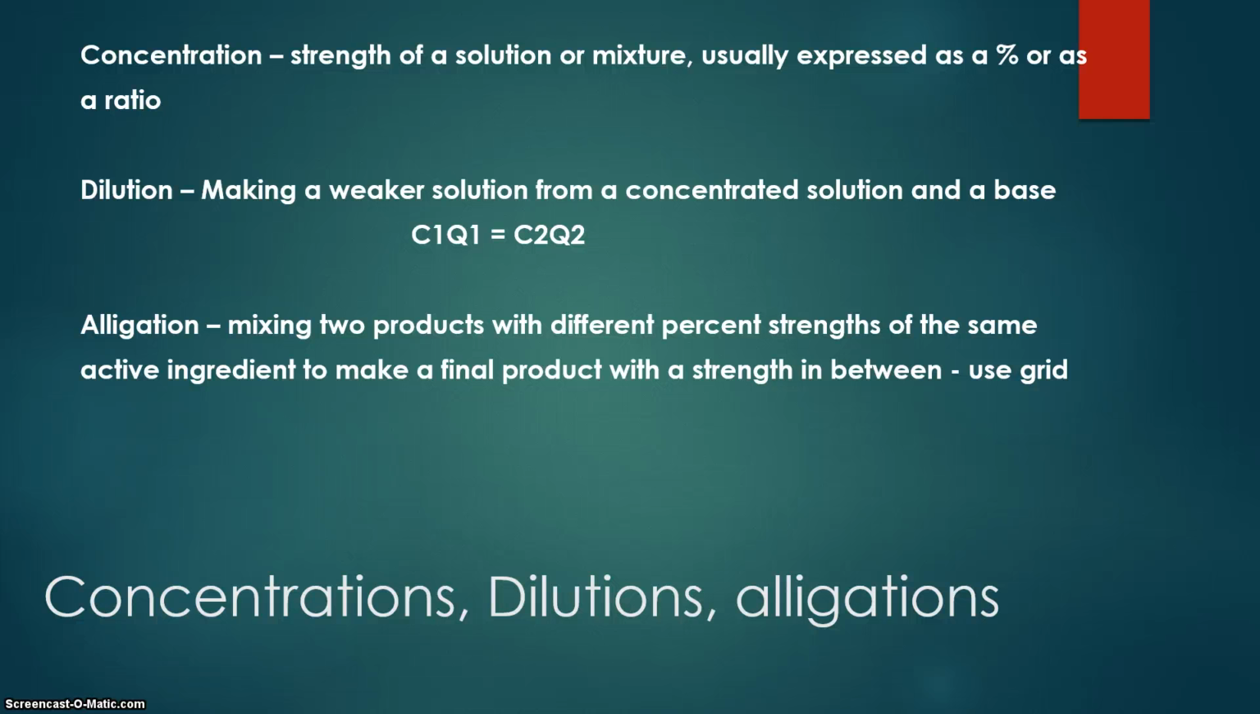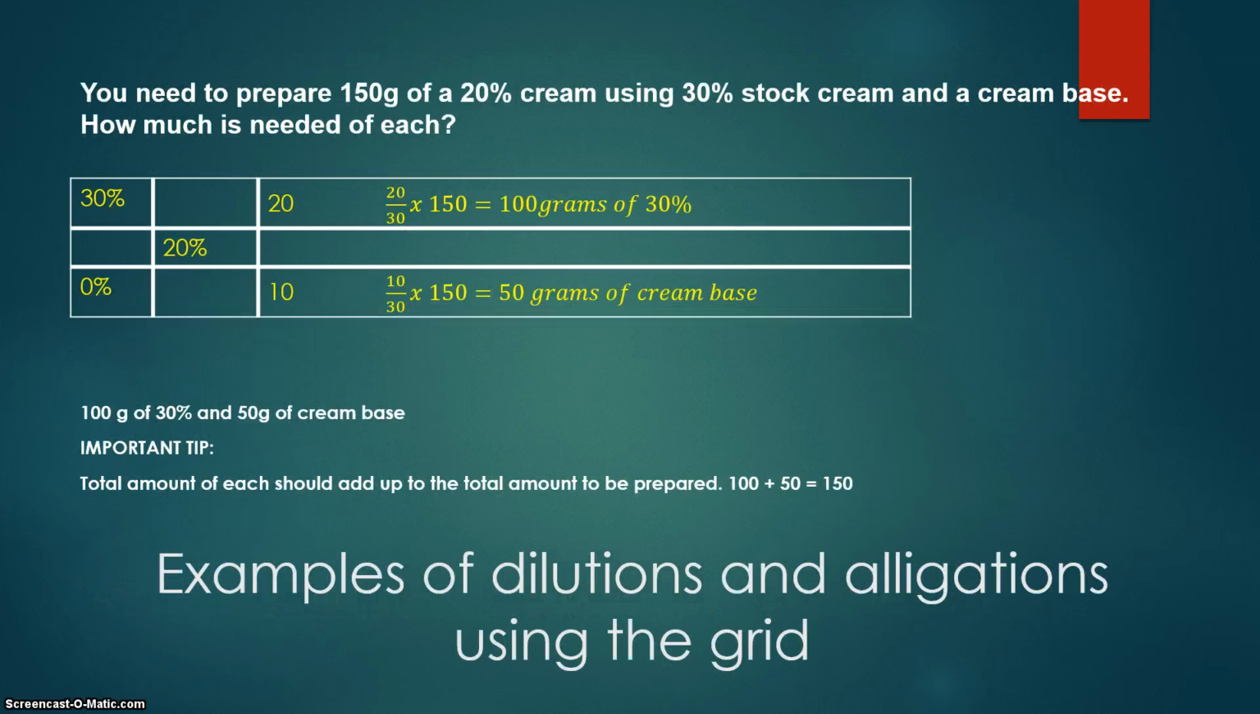An alligation is mixing two products with different percent strengths of the same active ingredient to make a final product with a strength in between. And you can use a grid to do an alligation. So, for example, you need to prepare 150 grams of a 20% cream using 30% stock cream in a cream base. How much is needed of each?